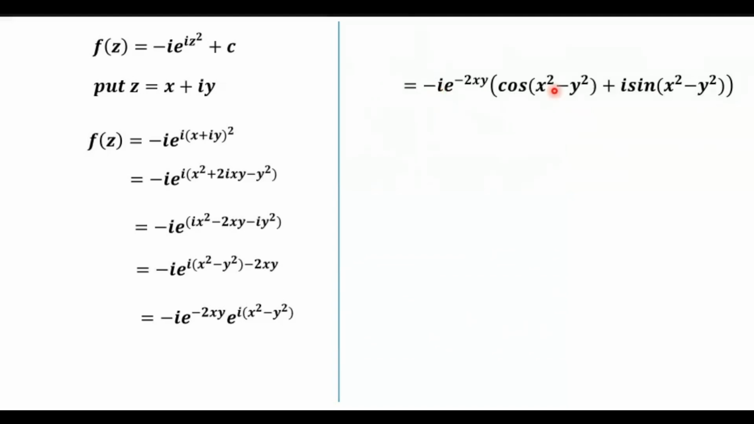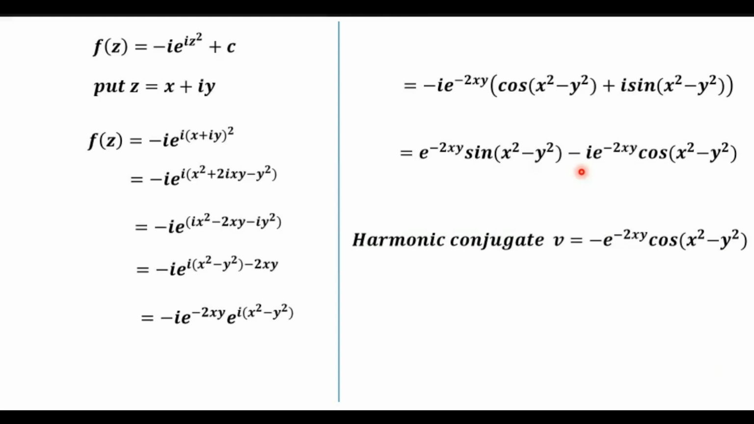Again take minus i inside, because we want to get the real and imaginary parts of the whole function. Again if we take minus i inside, we will get e raised to minus 2xy, minus i into i. That will become minus i square, but i square is minus 1, so minus i square will become plus 1, and minus i into cos function. So this was the given problem. u is equal to what was given. So we have got the imaginary part, or the harmonic conjugate, as v is equal to minus e raised to minus 2xy into cos of (x square minus y square).